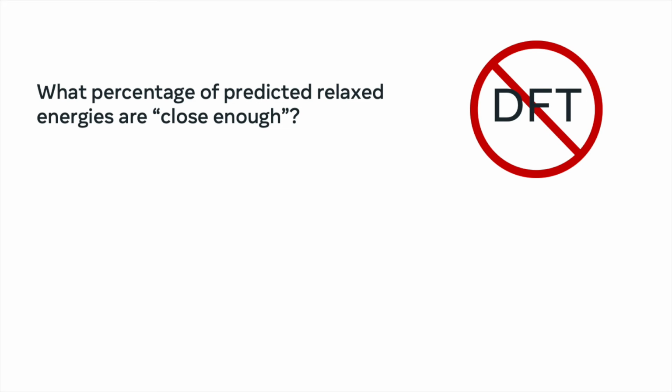When we perform a single relaxation, what percentage do you think are actually successful? That is, what percentage of the relaxed energies computed are within 100 meV of what we would have gotten with DFT? What do you think? 70%? 50%? Nope. It goes all the way down to 16%. It's not zero, which is where we started, but we still have a long way to go.